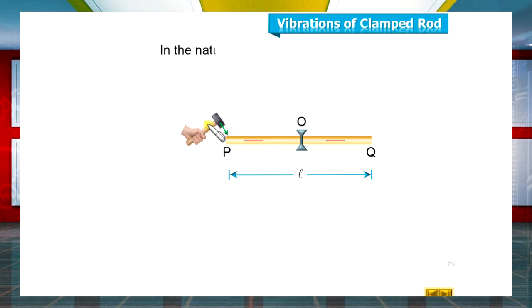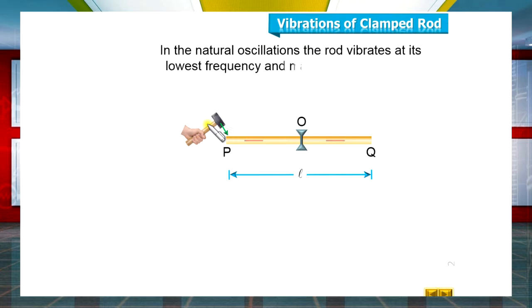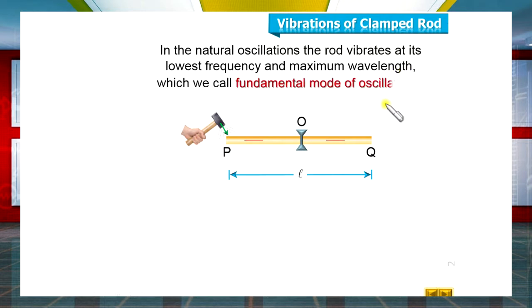In the case of natural oscillation where the rod oscillates with the least frequency, there will be the maximum wavelength, because we have the formula wave velocity equals frequency multiplied by wavelength. Wave velocity is constant in a given medium. That means the wavelength is inversely proportional to the frequency. So if frequency is least, wavelength will be maximum. So this type of oscillation is called the fundamental mode of oscillation or fundamental tone. And the waveform will be like this.